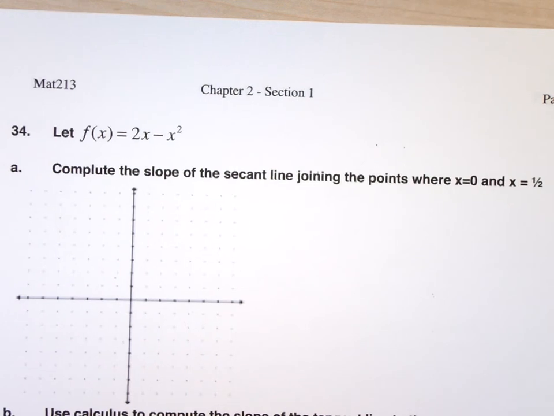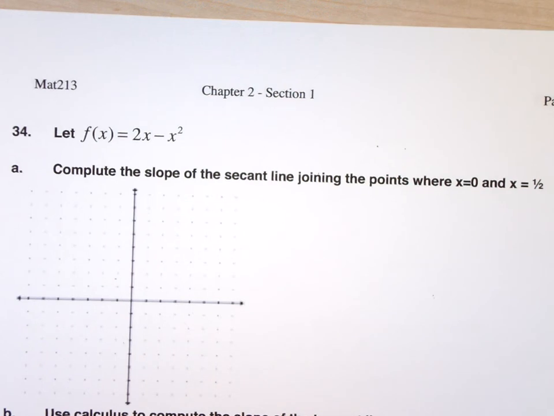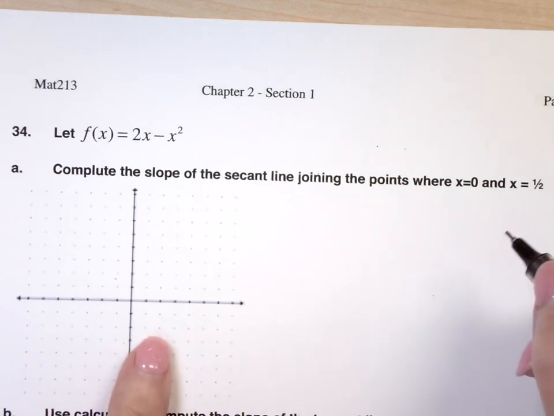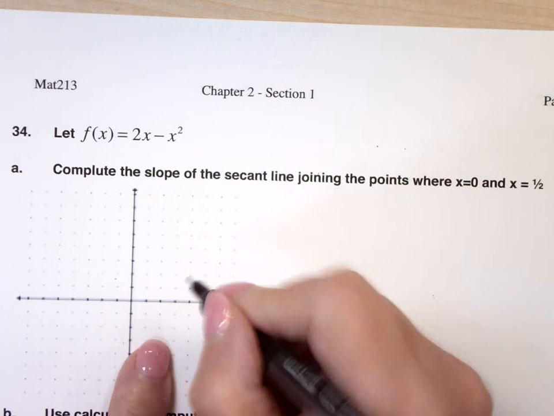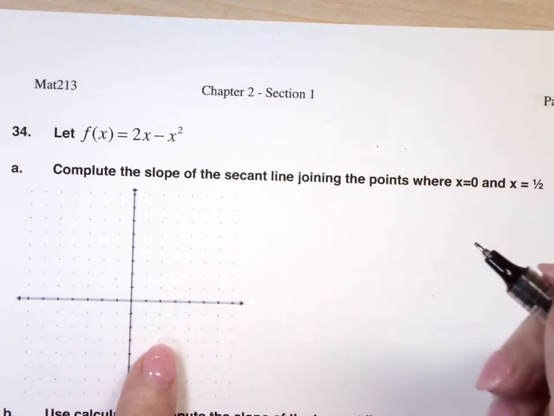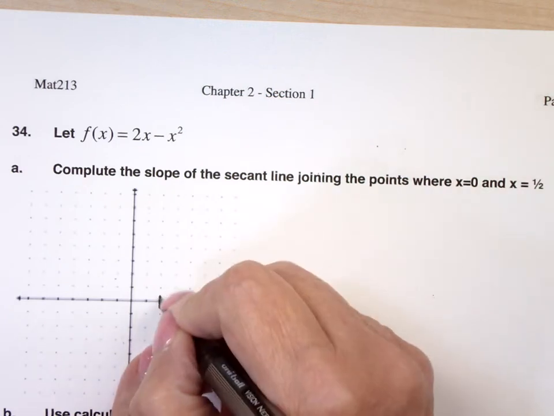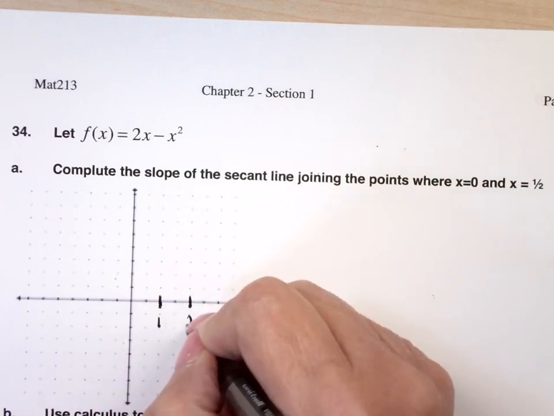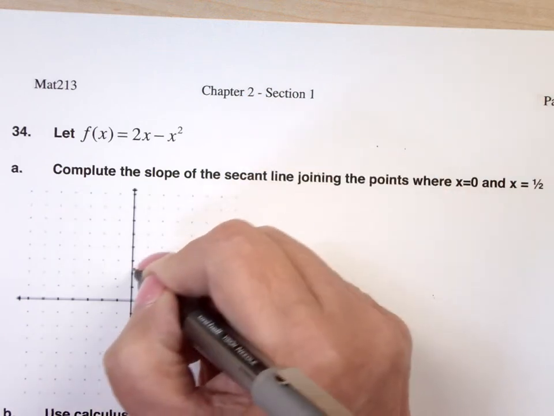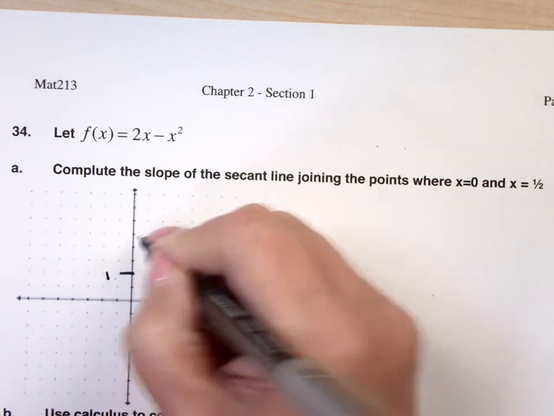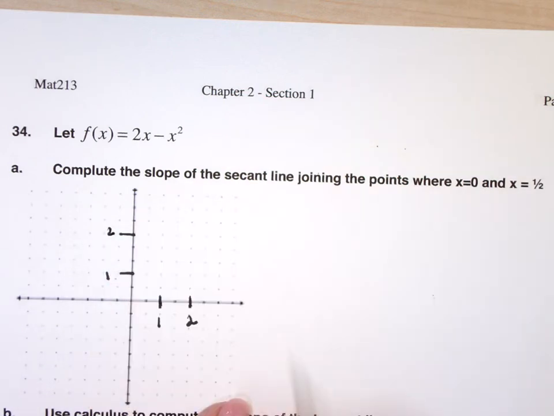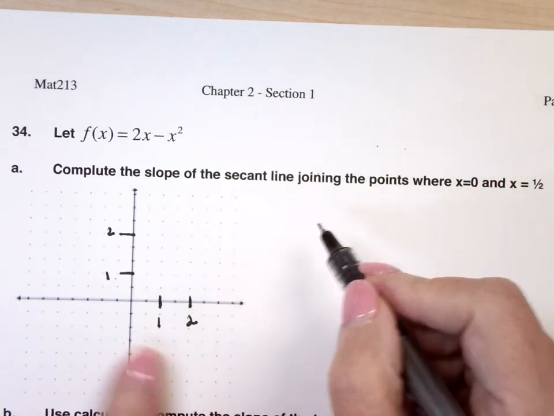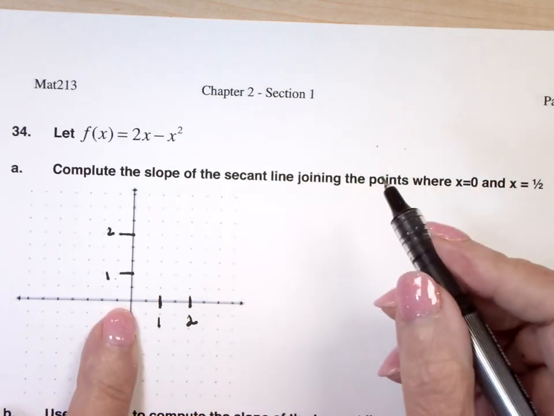Compute the slope of the secant line joining x equals 0 and x equal 1/2. I found the easiest way, because I'm going to do a graph of this, and I'm going to need to use x equal 1/2, so I'm going to mark this off in half units. So this is 1, this is 2. It's a parabola that opens down.